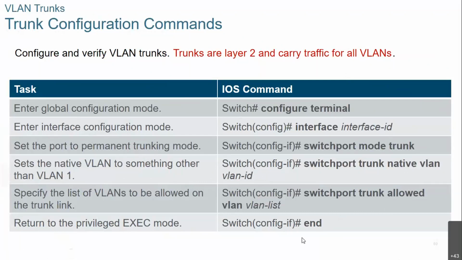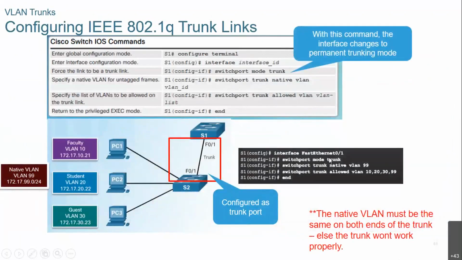Okay, and then here, this is in switch 1 over here. Interface FastEthernet 0/1, this interface. Switchport mode trunk, this interface is now working as a trunk. Trunk native VLAN is 99, same as this one. This one is also 99. And then trunk allowed VLAN. This is the list of allowed VLANs: 10, 20, 30, 99.